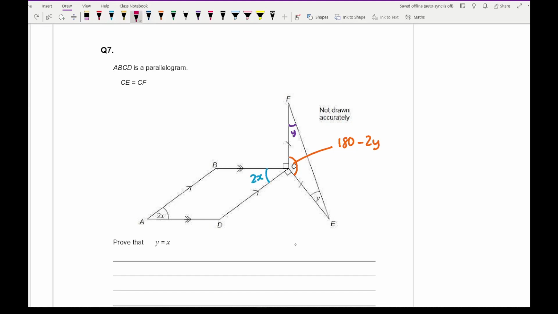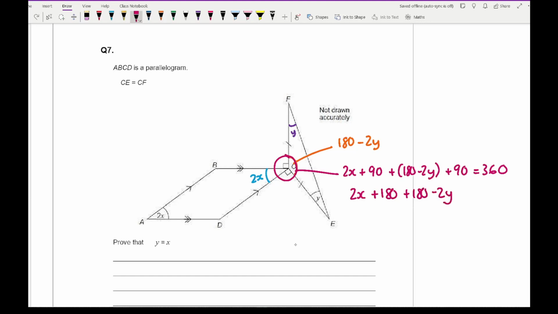So then from this, I now know all the 4 angles around this point, in which it's going to be 2x plus 90 plus 180 minus 2y plus 90, all add up to 360. Then neatening all of this up, I get 2x plus 180 plus 180 minus 2y equals 360. This equals 360, so that just becomes 0. So 2x minus 2y equals 0. Take the 2y over to the other side, then divide by 2, and end up with x equals y, which is what they wanted me to show.